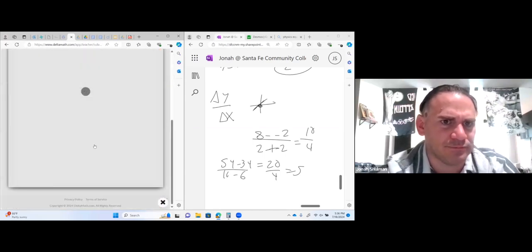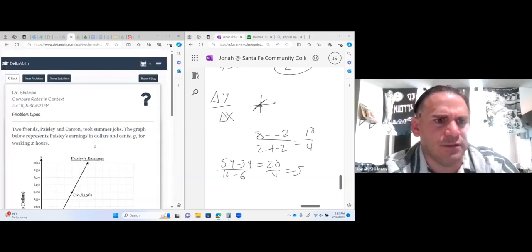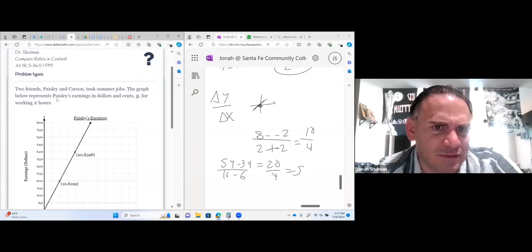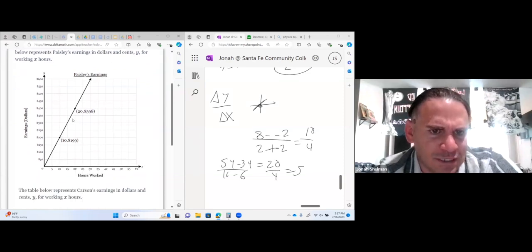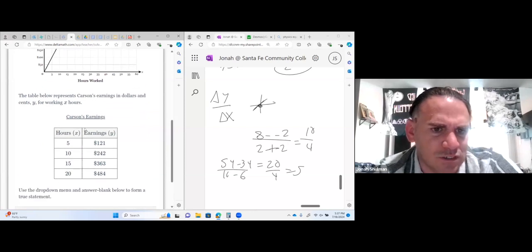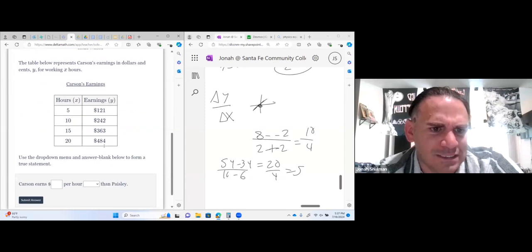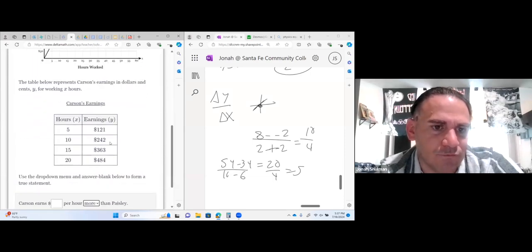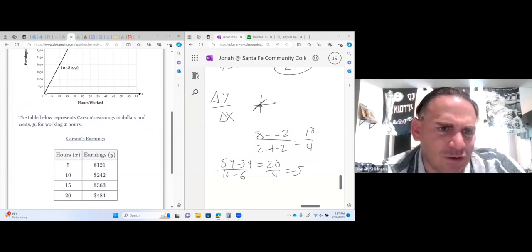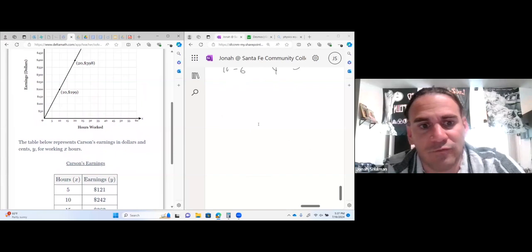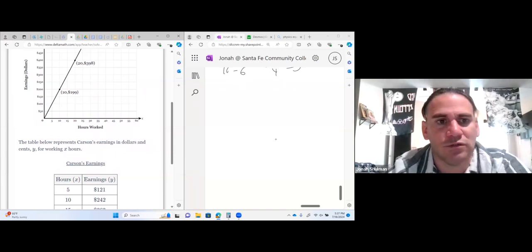So let's compare some. All right. Two friends, Paisley and Carson, took summer jobs. The graph below presents Paisley's earnings. 10 hours, 199, 20 hours, 398. And here's Carson's: 10 hours, 242, 20 hours, 484. Carson's killing it. So it's more, but we want it per hour, right? So we can figure out the slope right here. It's hard to see it, right? So we can find both slopes and figure it out. That's the way they want you to do it.